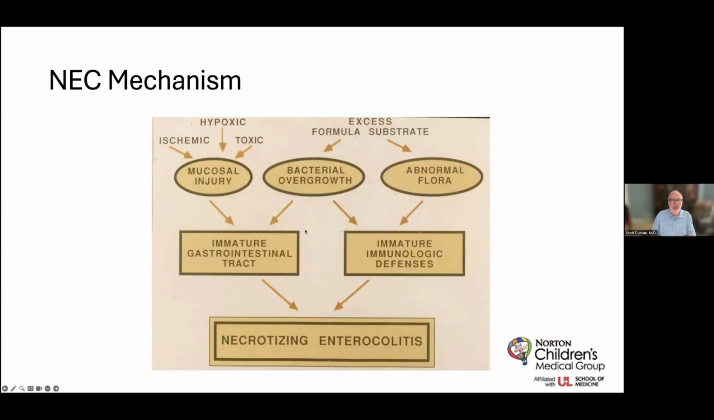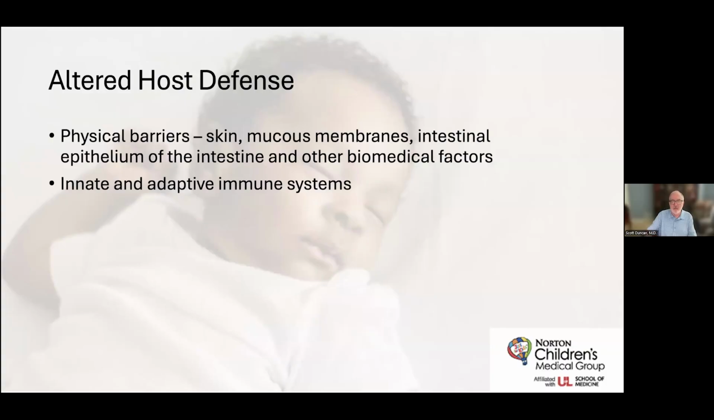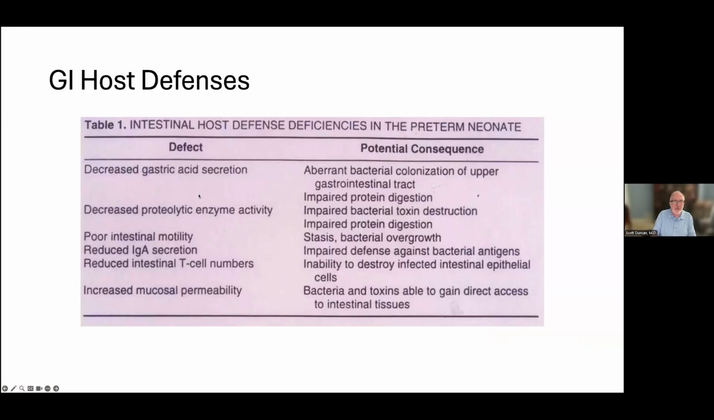And then you have to add for our babies that are the epitome of the immunocompromised host, the immature immunologic defenses they have and the immature gastrointestinal tract, along with the defenses that occur in there that are all contributors to necrotizing enterocolitis. We think about those immune states, we think about altered host defenses, the physical barrier, skin, mucous membranes, the intestinal epithelium, other biomedical factors, and then the different innate and adaptive immune systems.